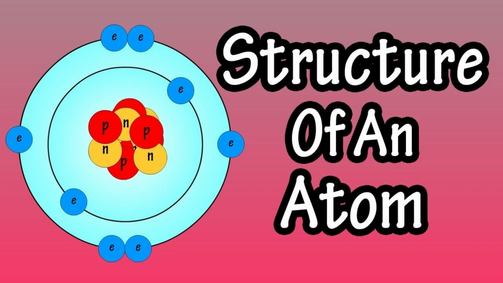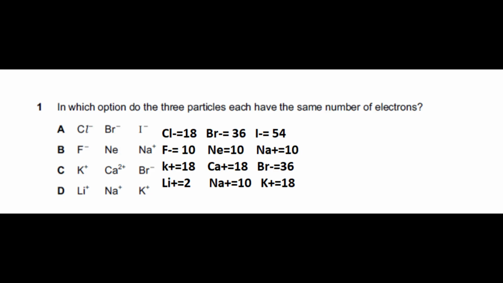This video will solve the past paper questions of structure of an atom, especially related to where we are going to calculate the number of protons, electrons and neutrons for an atom and an ion. Our first question is, in which options do the three particles each have the same number of electrons?